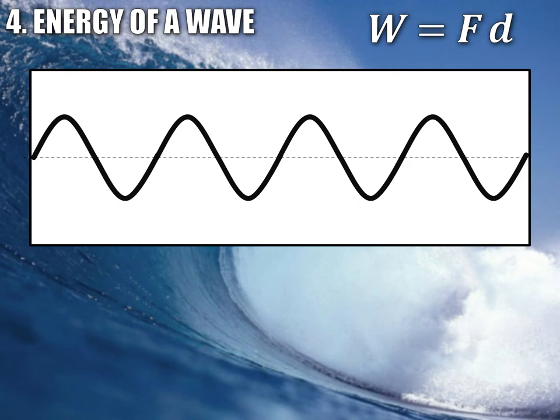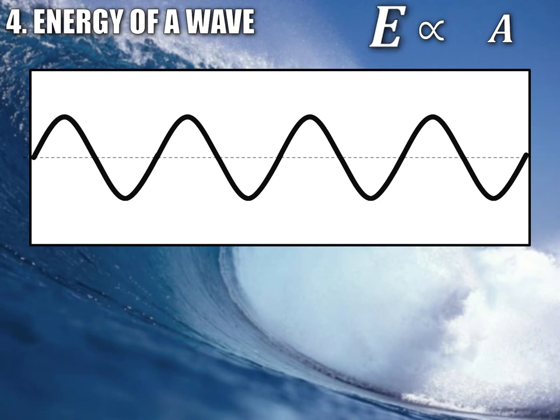So if we think back to our formula, W equals Fd, in order to create a wave, work must be done. So the work done to create the wave is representative of the energy of that wave. Let's suppose that the force exerted is constant, so let's just get rid of that and write this as a proportionality. We see that the energy of a wave is proportional to the displacement of the medium. The displacement is simply the amplitude. This shows us that the energy of a wave is directly proportional to its amplitude.